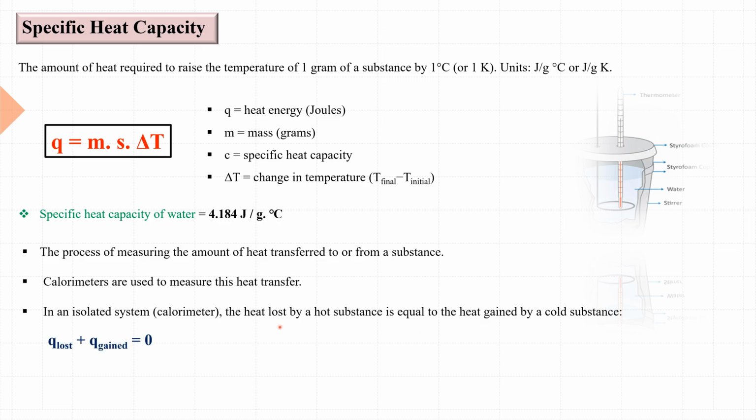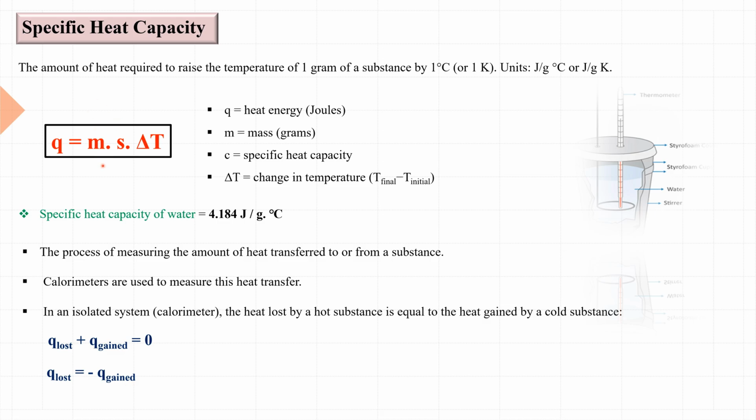We can write this expression as Q lost plus Q gain is equal to 0. Then we can rewrite this equation. If you move Q gain to the other side of the equal sign, Q lost is equal to negative Q gain. The reason is no heat is lost to the surroundings. Any amount of heat lost by the hot object is gained by the cold object.